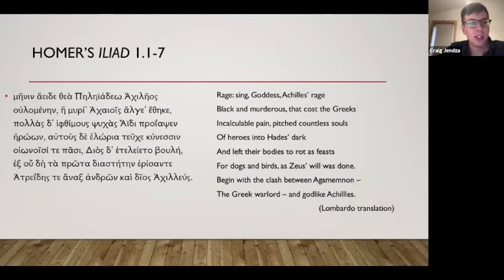So let me read this. This is just the first 7 lines of the poem in ancient Greek, and you'll hear the flow of it. As you're listening, try to hear the long, short, shorts or the long, longs.